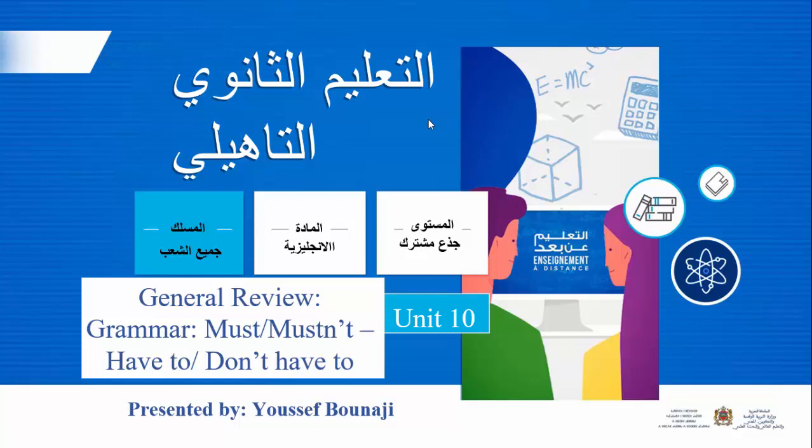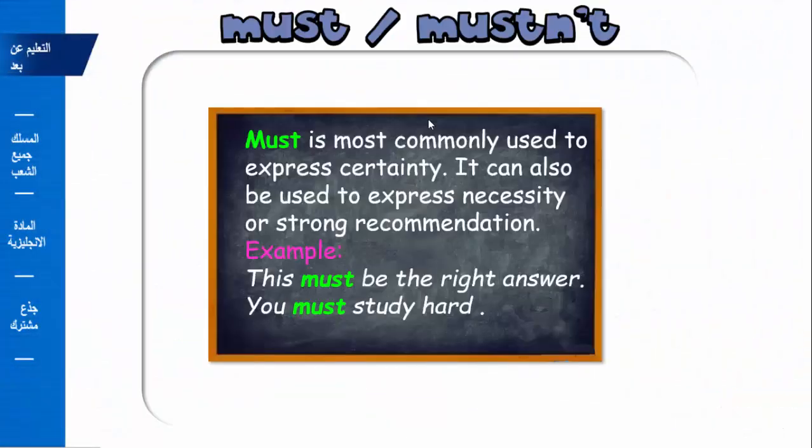We are still reviewing Unit 10. We'll move now to grammar: must, mustn't, have to, don't have to. We'll see the differences and we will practice them, okay? So let's start with must and mustn't.